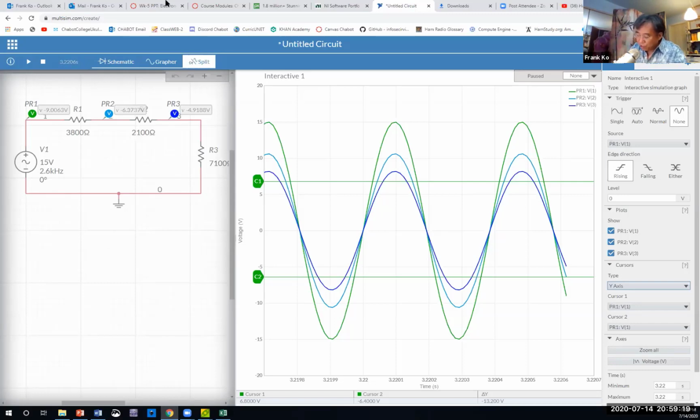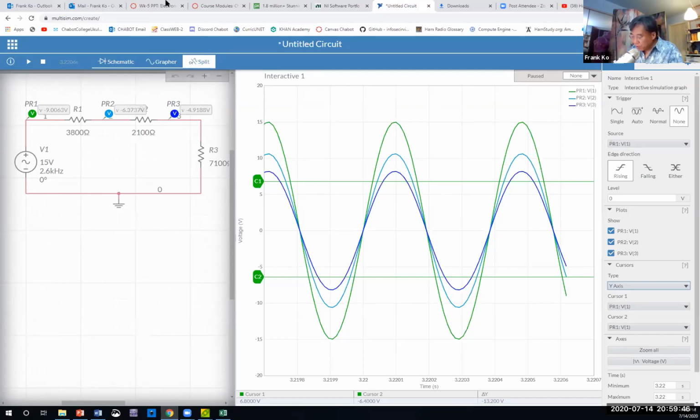Now, how about the voltage at A? How about the voltage at B? And how about the voltage at C? These are very specific points. The voltage at A would be your PR1. So who volunteers a voltage at PR1? I got 15. So Luis volunteers a voltage at PR1 of 15 volts peak, and that would be correct.